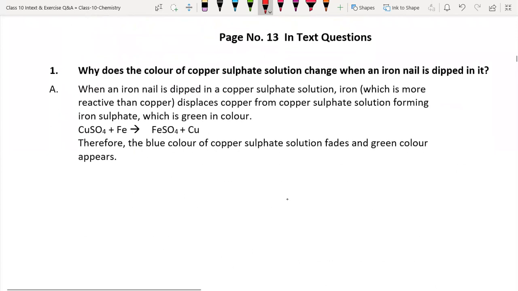Next, the last three questions to discuss in this video. After that, I'll be posting another video where you can get all 20 answers for the exercise questions. First, why does the color of copper sulfate solution change when an iron nail is dipped in it?